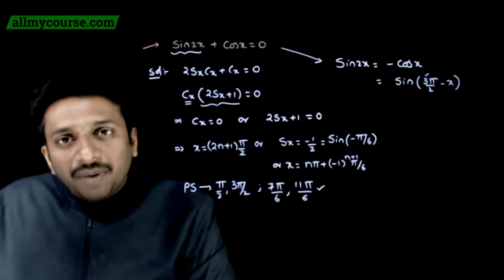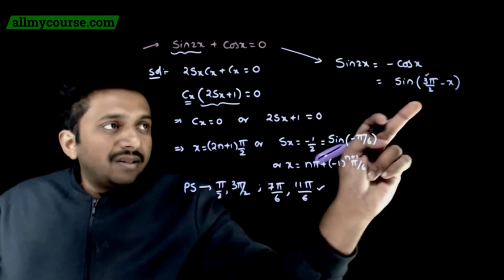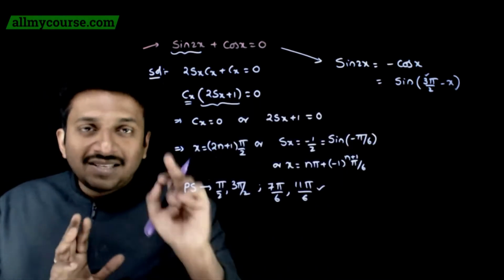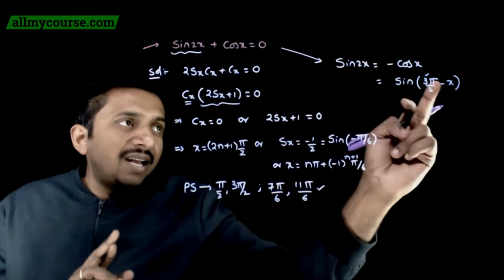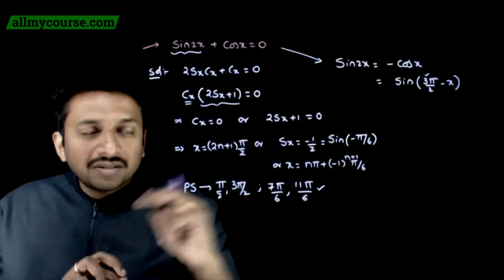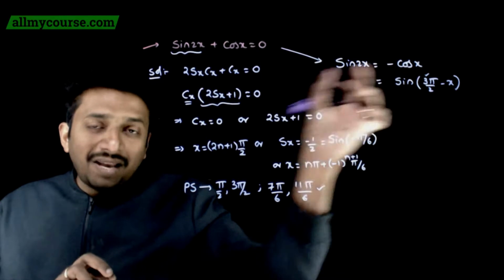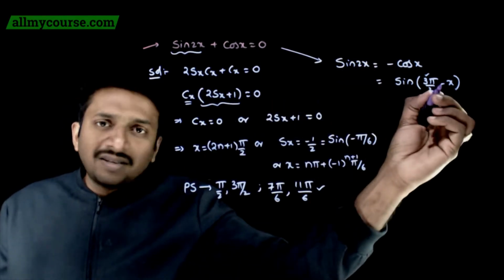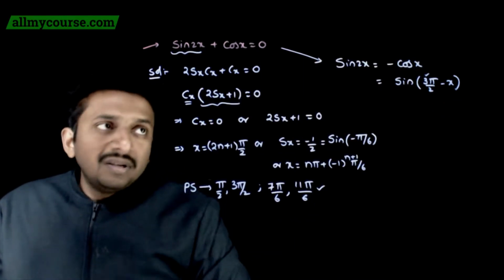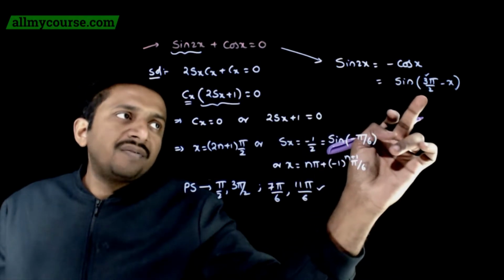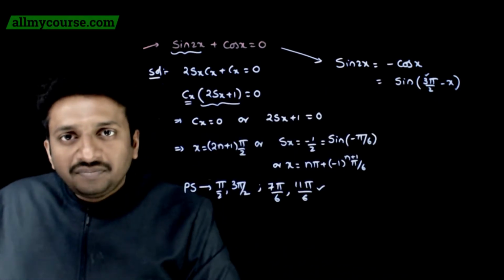So what is sine of 3 pi by 2 minus x? The quadrant is third quadrant, sine is negative, you get a minus, and the number is odd, so sine converts into cos, so you get minus cos x. So you can also put plus here, the same thing will come. So sine 2x is equal to sine of 3 pi by 2 minus x.